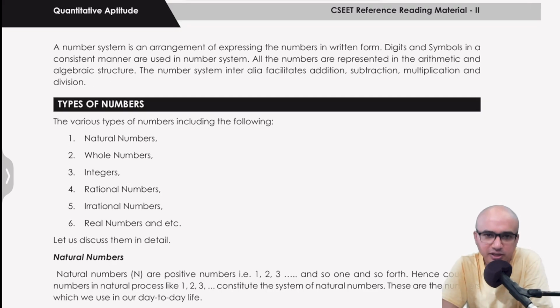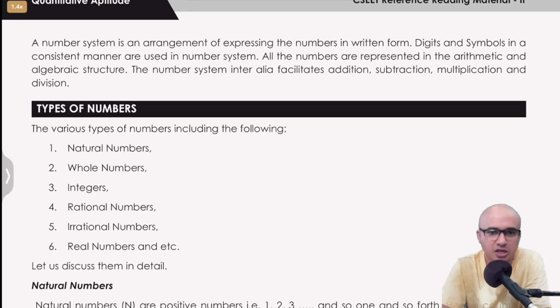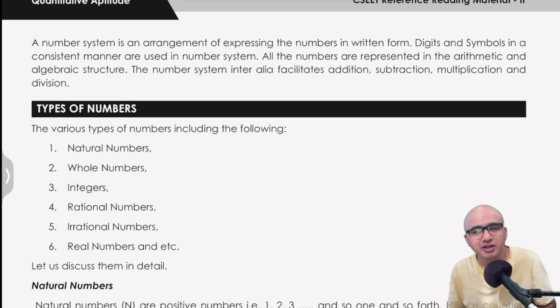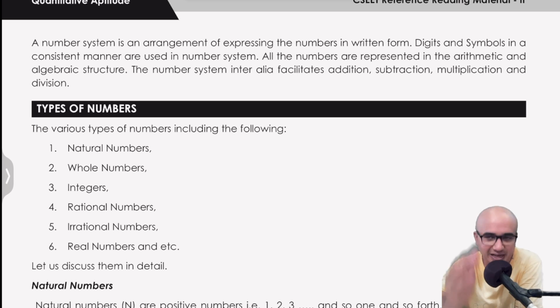Now, if you look at the text there in the first part of the QA, what do they say? A number system is an arrangement of expressing the numbers in written form. Digits and symbols in a consistent manner are used in a number system. All the numbers are represented in the arithmetic and algebraic structure. The number system, among other things, facilitates addition, subtraction, multiplication, and division. You can think of this as an introduction or gist of what the number system does. If we have to go into the details, it would be like this.